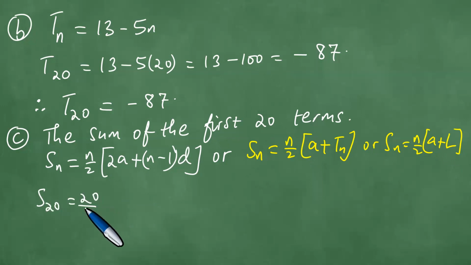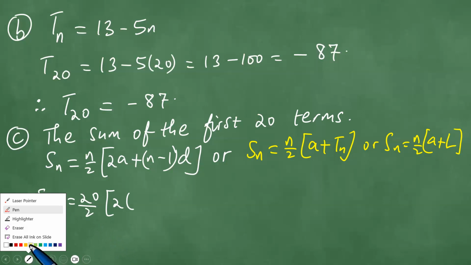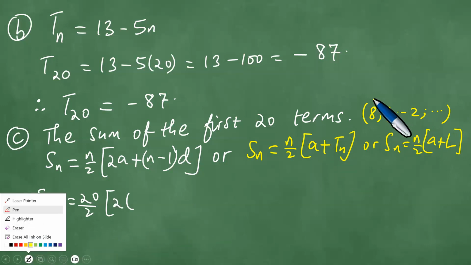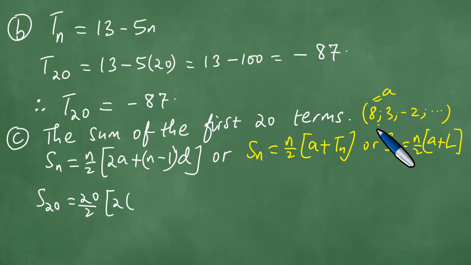And then we have 20 over 2 here, twice a, the first term. What is the first term of that sequence? We've already seen, and we remember the sequence. What is the sequence? The sequence has the terms 8, 3, minus 2, like this. Meaning if we have this one here, a is the first term. Meaning you shall come here and put a, which is 8.